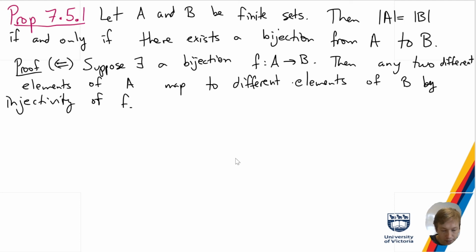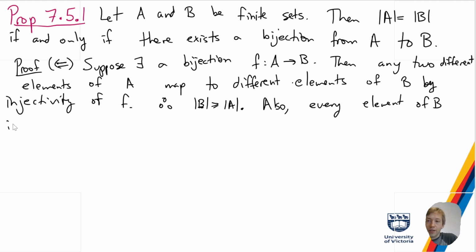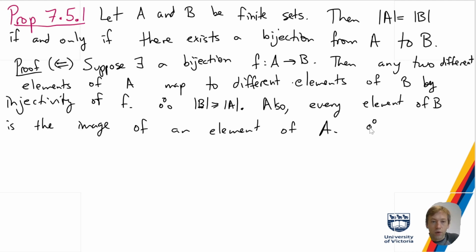What I mean here is that because it's injective, any two elements of A map to different elements of B. So therefore, B must have as many different elements in it as A does. So the size of B must be at least the size of A. Also, every element of B is the image of an element of A. So the number of elements in B must be at most the number in A. Therefore, if there's a bijection between A and B, then the size of B must be equal to the cardinality of A.